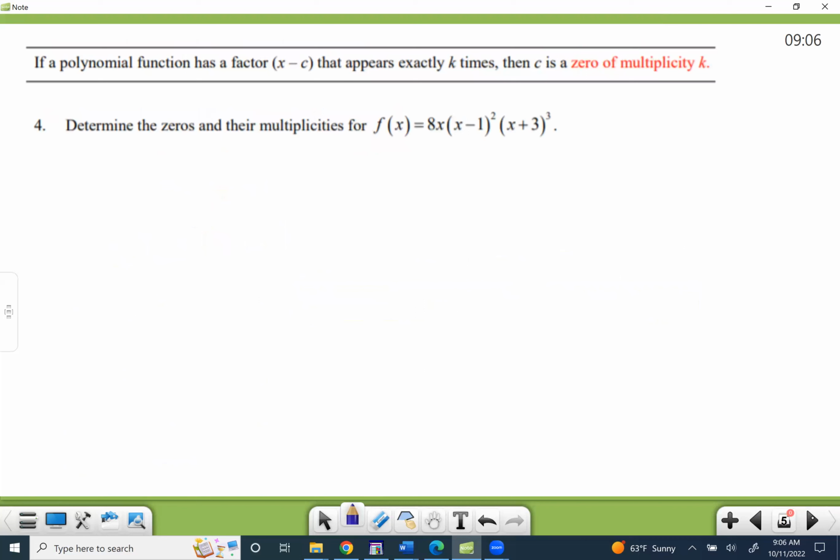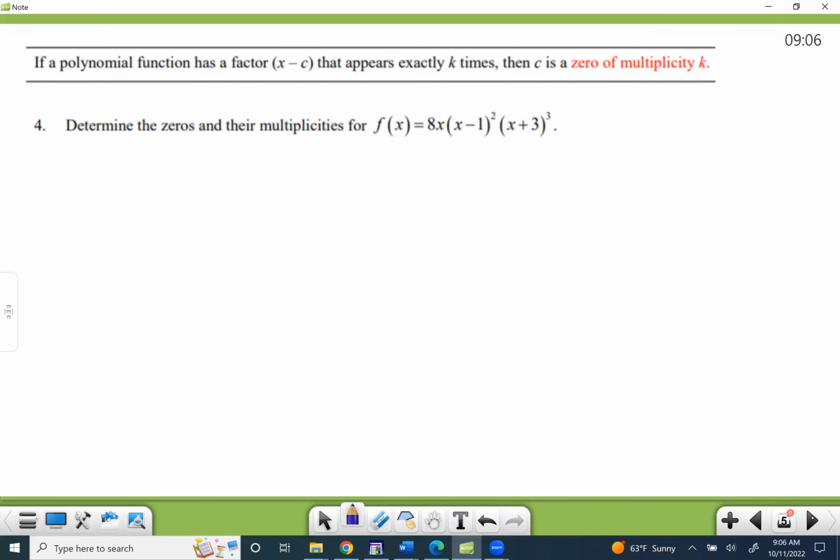Determine the zeros and the multiplicity. So same directions. We're just going to up what we're finding here. Okay. And the multiplicities will be important in our graph. So you'll see why we care in a second. But for now, let's just figure out what the multiplicity is. And then we'll show you what it means in the graph in a second.